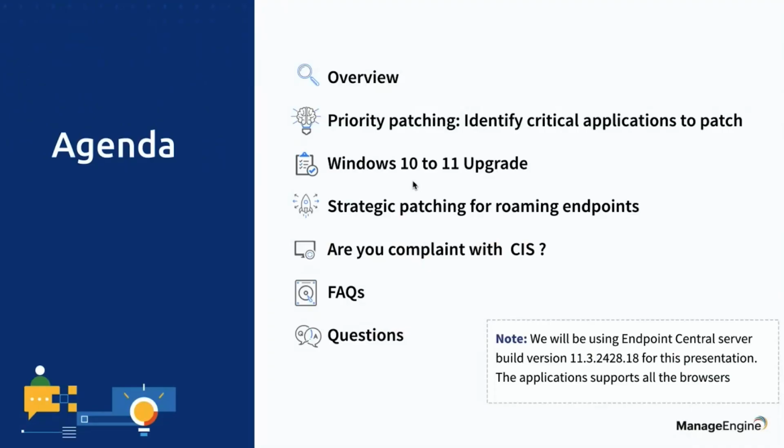The agenda for today is the overview of the patch management module, priority patching, which is identifying the critical applications and patching them, how we can use Endpoint Central for upgrading machines that are on Windows 10 to Windows 11, strategic patch management for roaming endpoints, compliance with the CIS module, and we have piled up some frequently asked questions from the last webinar, which will be discussed.